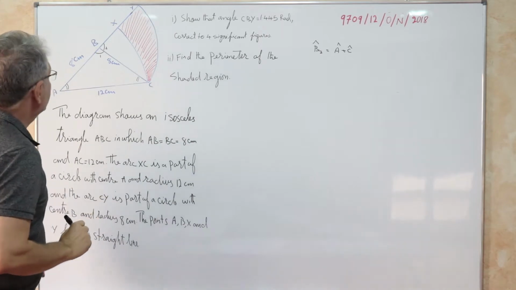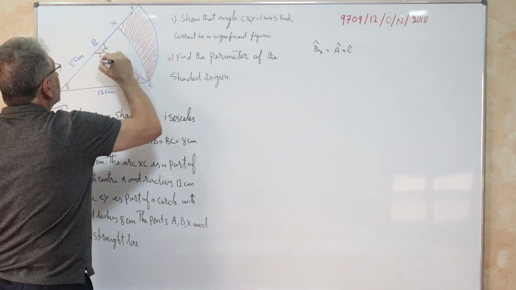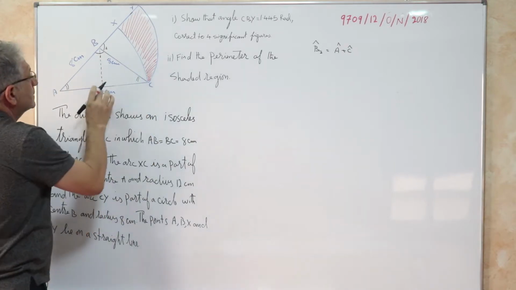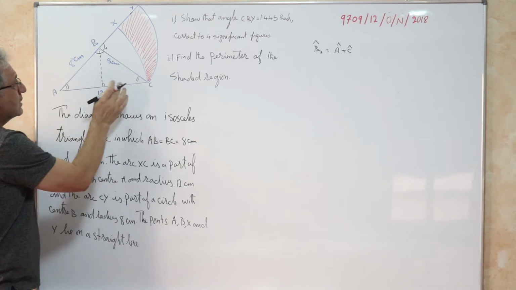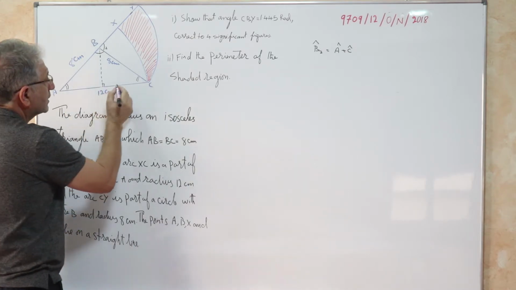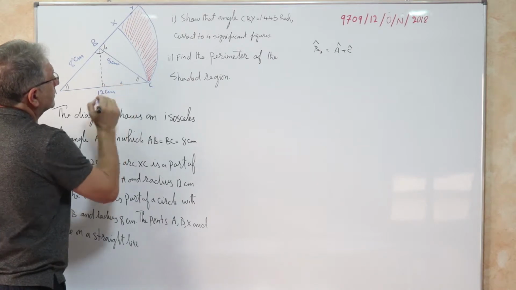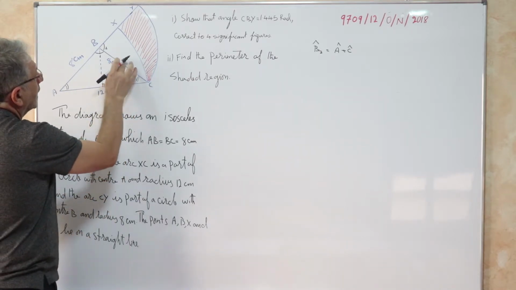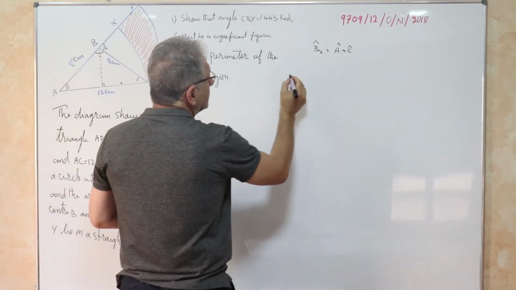Okay. Now, if we draw a perpendicular from here, again, since it is an isosceles triangle, this perpendicular will cut this into equal halves. Therefore, this, if I call it h, is 6 centimeters. Now, I know this, therefore I can find the cosine of this angle.